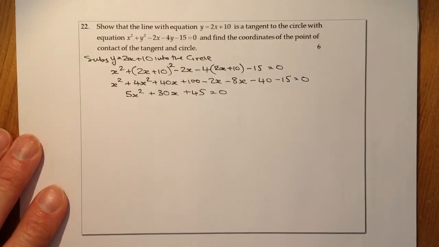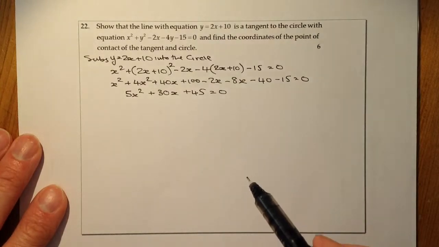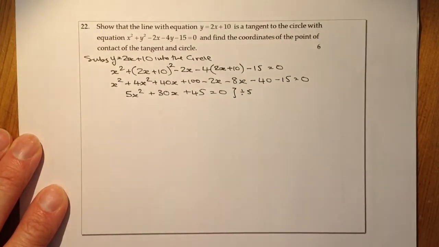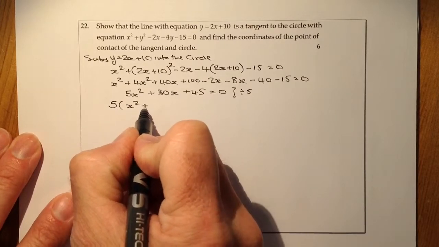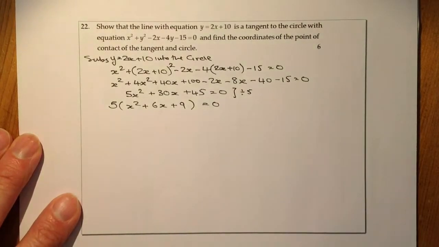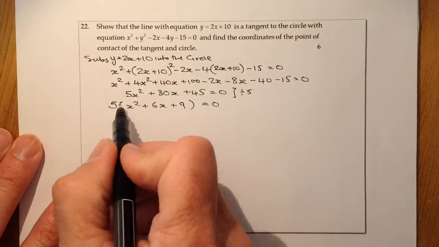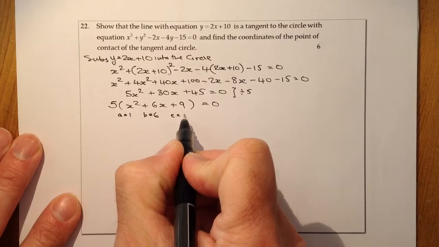Right, so I'm going to have to factorise this, or I could do b squared minus 4ac. Let's make it a bit simpler by dividing through by 5, taking out a common factor. So there we go, we've got 5 outside, we've got x squared plus 6x plus 9 equals 0. That just makes it a bit simpler to work through from there. And what I can do now is b squared minus 4ac on this, so I can see that a equals 1, b equals 6, and c equals 9.